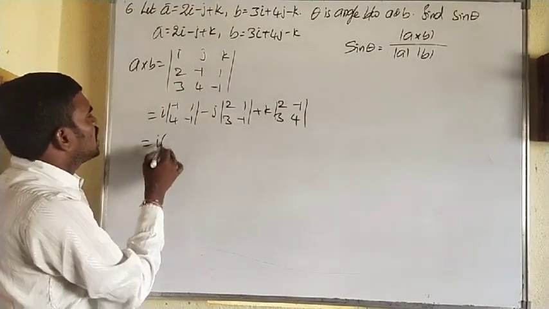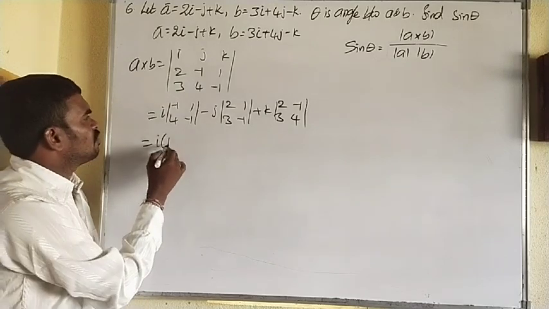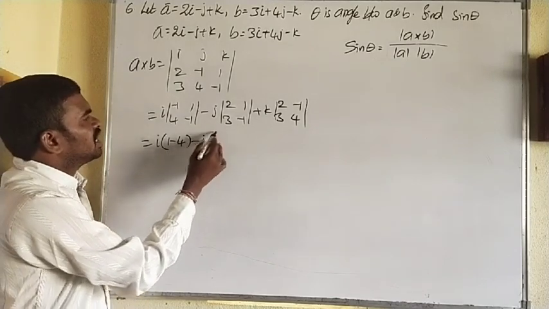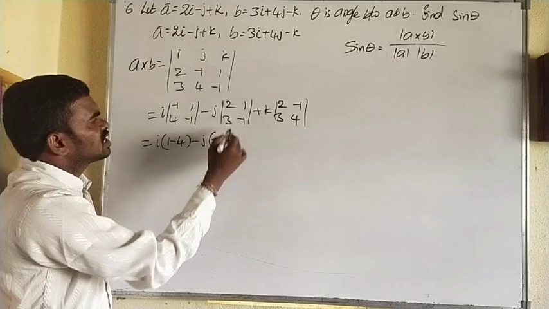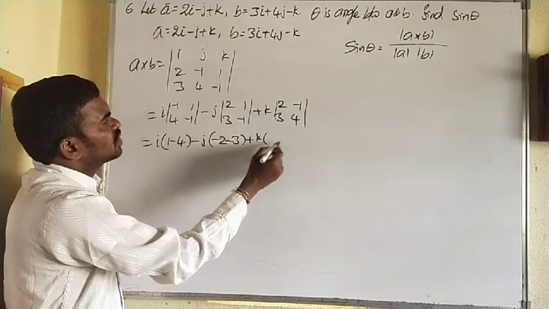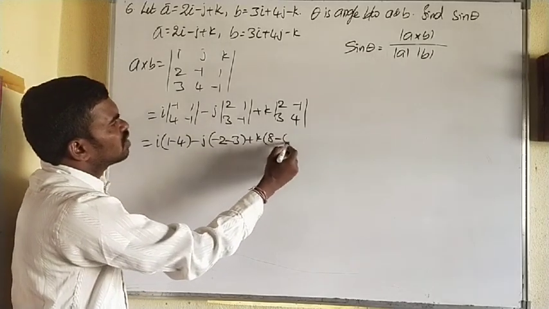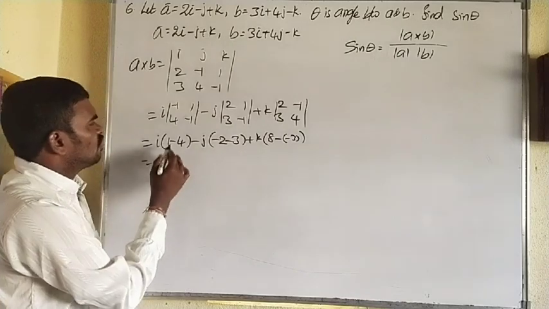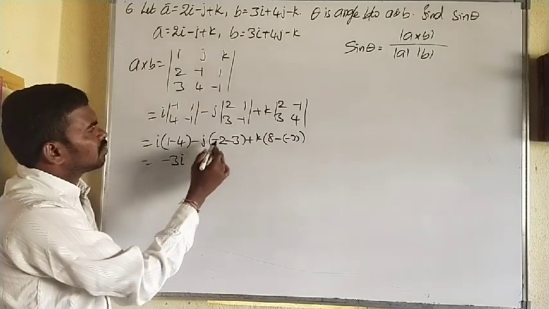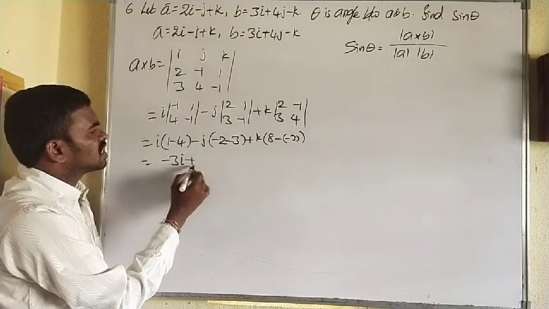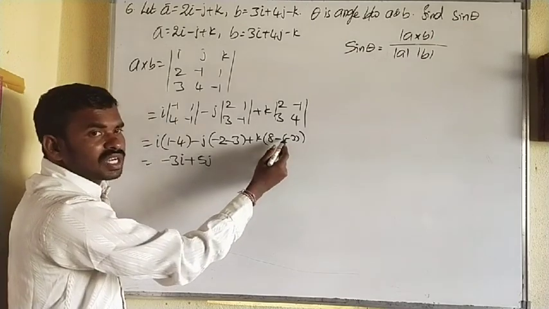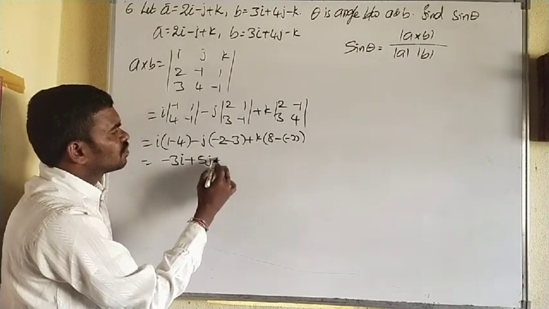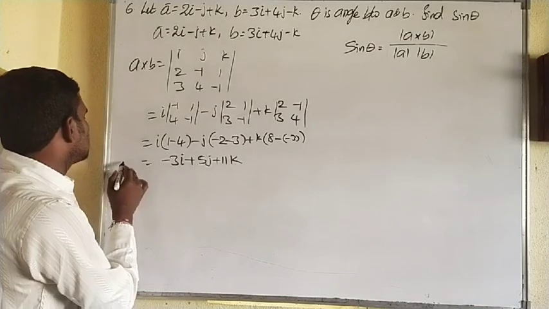So which is i into minus 1 into minus 1, 1, minus 4 into 1, 4; minus j into 2 into minus 1, minus 2, minus 3 into 1, 3; plus k into 2 into 4, 8, minus 3 into minus 1, minus 3. So which is 1 minus 4, minus 3i. Minus 2 minus 3, minus 5, into minus j, plus 5j. Next, minus 2 minus plus 8 plus 3, 11k. This is 11k. This is a cross b.